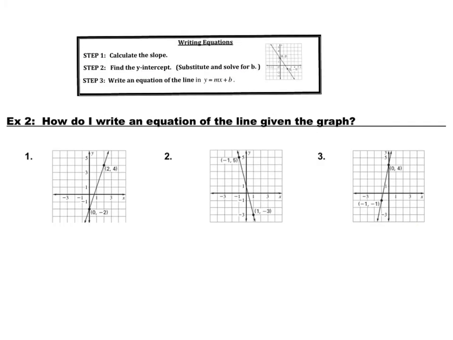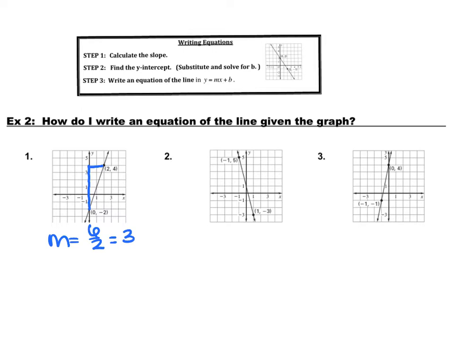All right, so how do I write an equation of the line given the graph? Again, our first step is going to be to calculate the slope. So let's find the slope of this first one. I'm going to go up 1, 2, 3, 4, 5, 6 over 2. So my slope is equal to 6 over 2, which we can simplify to 3.